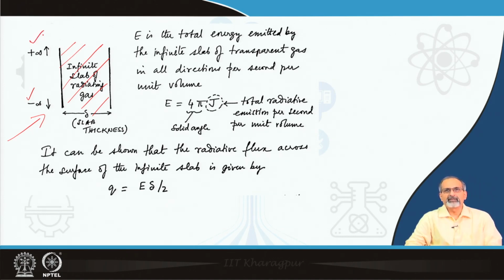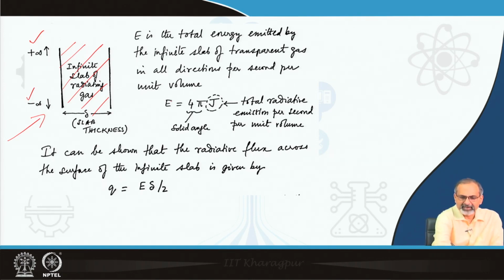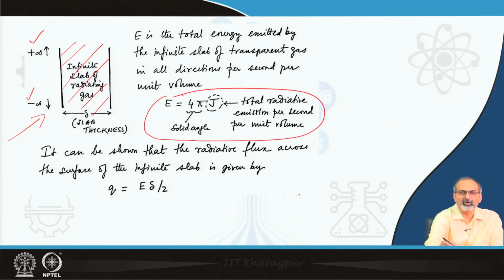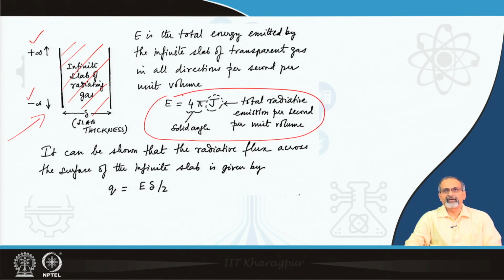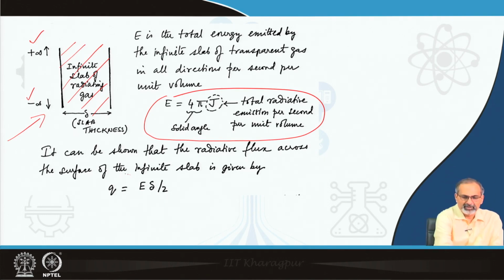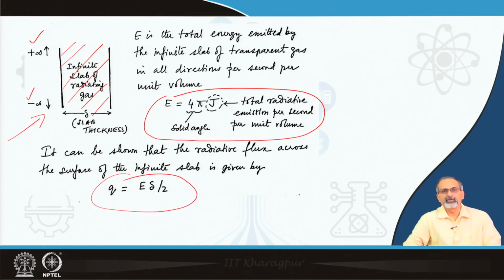So, if E is the total energy emitted by that slab of transparent gas in all directions per second per unit volume, it can be shown that E comes out to be 4 pi j. J of course is the total radiative emission per second per unit volume, and 4 pi happens to be the solid angle. It can be shown through some analysis that the radiative flux across the surface of the infinite slab will be given by the equation Q equal to E delta by 2.